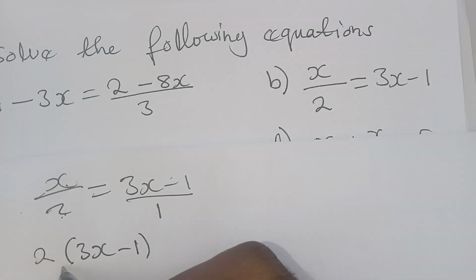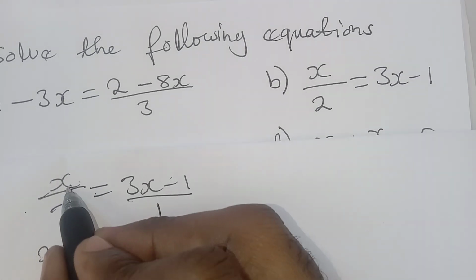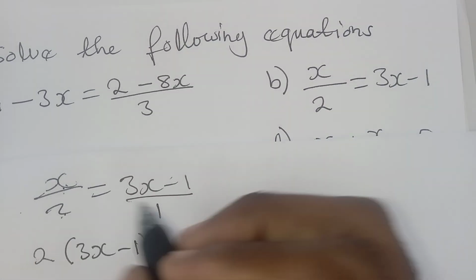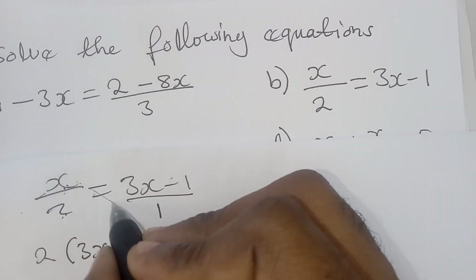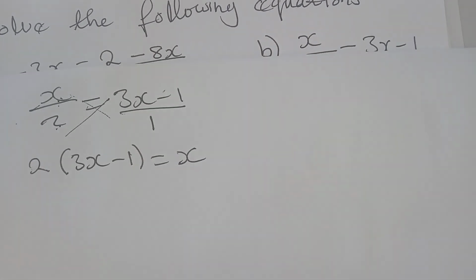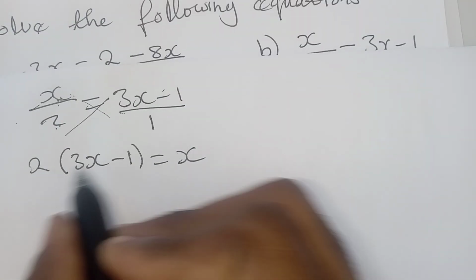So 2 times this is this, and then 1 multiplied by x, we have an x. This is cross multiplication, by the way. Then you can expand this side.